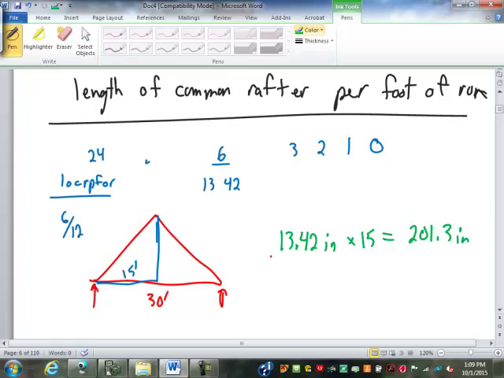Now, we don't want it left as 201.3 inches. We want it in feet, inches, and sixteenths or eighths. We're going to go to eighths. We're going to go feet, inches, and eighths. So for 201.3 inches, let's start by dividing by 12. What do you get? You get 16 point something, right?